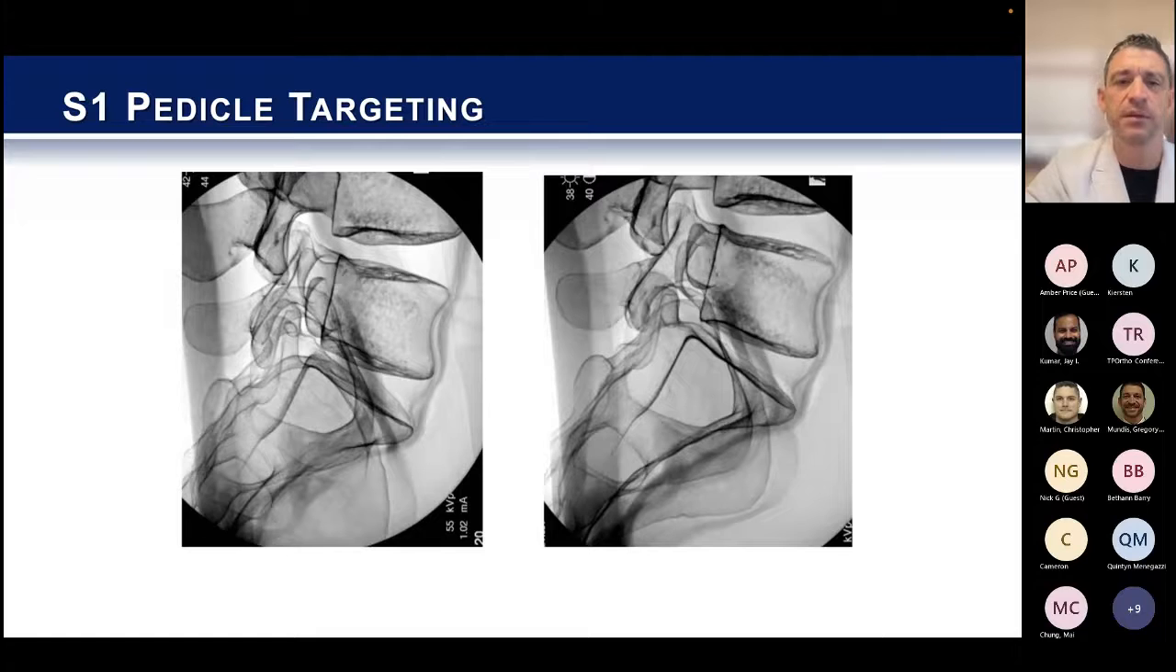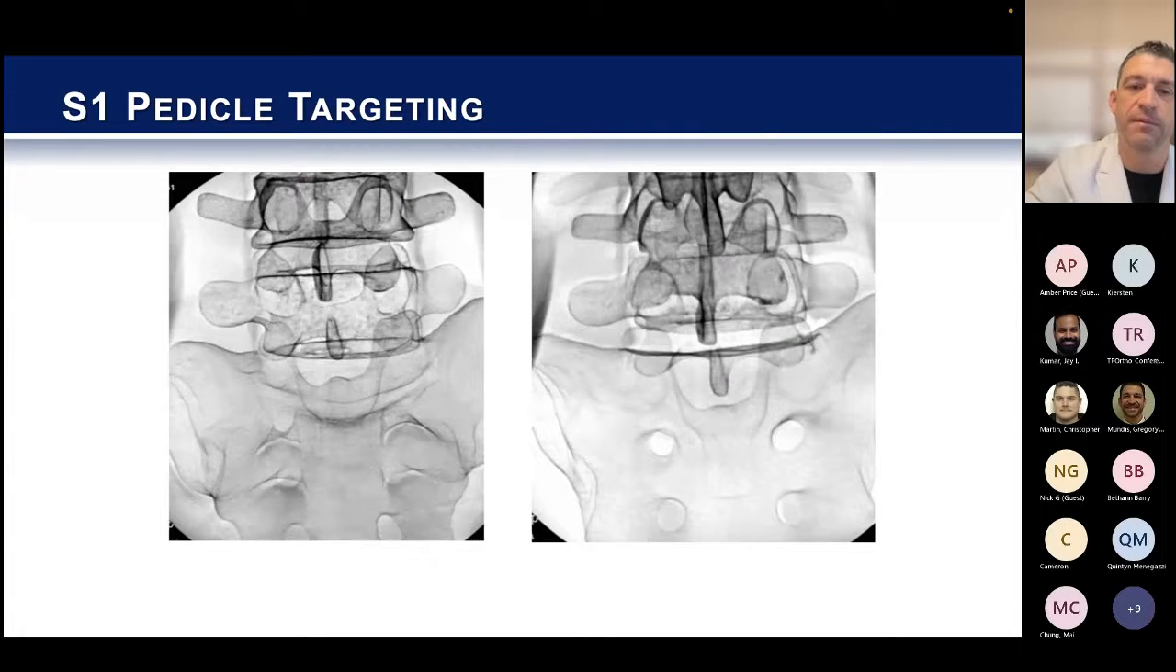For S1 can be a little bit tricky. Here you can see, wanting to make sure that you get the superior end plate of S1 as clean as possible. And then the other thing, just understanding your sacral promontory and where you're going to be aiming. Same thing here. Sometimes it's a little bit more difficult to visualize the superior end plate of L5.